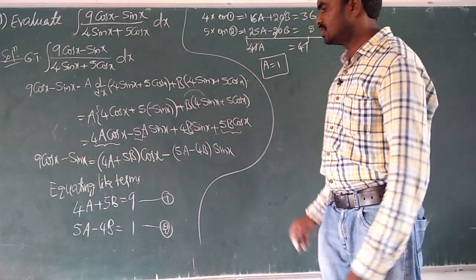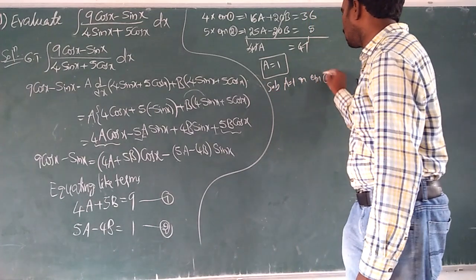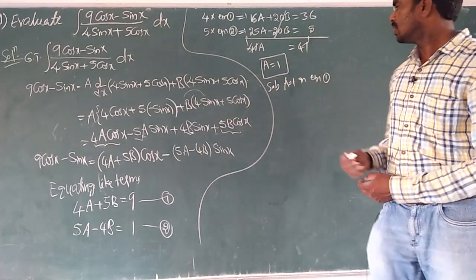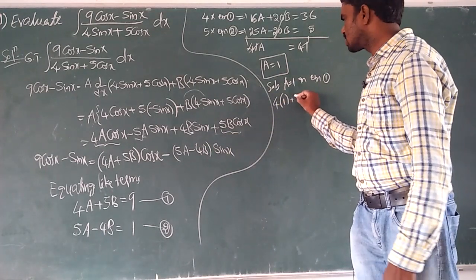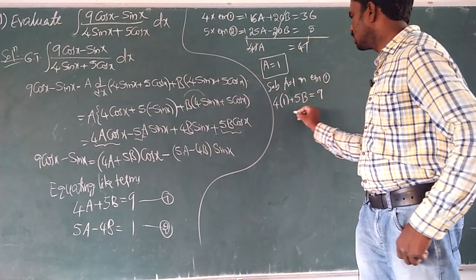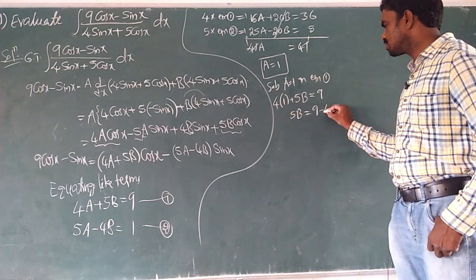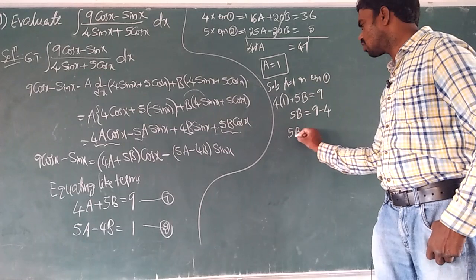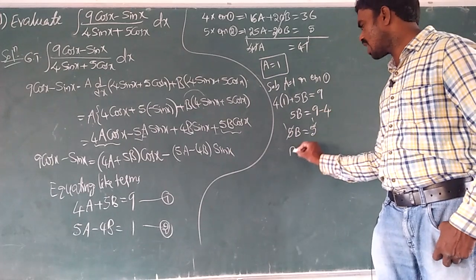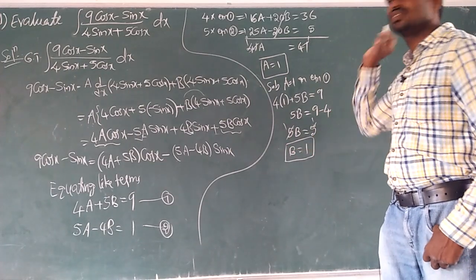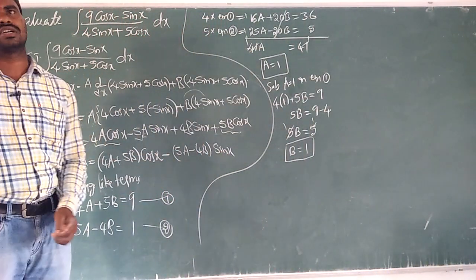Next, the b value. We substitute this a value 1 in equation 1, or you can substitute in equation 2. I am substituting in equation 1. Equation 1 is 4a, and a is 1, plus 5b equal to 9. So 5b is equal to 9 minus 4, the 4 into 1 moving to the right side becomes minus 4. So 5b equals 5, and the b value is 1. So the b value is also found. That means we have reached almost 50% of the solution.